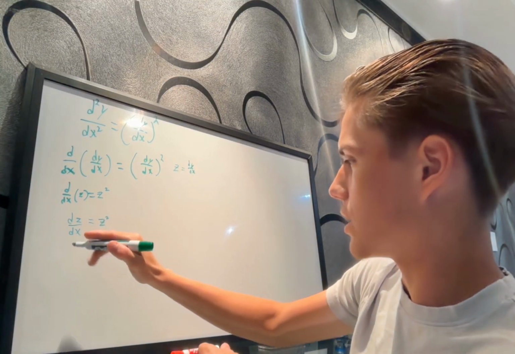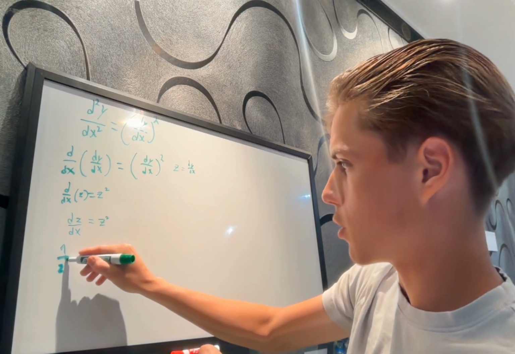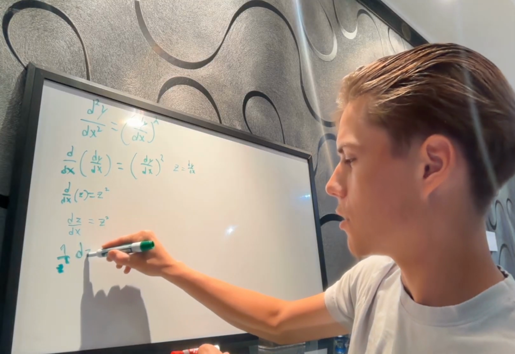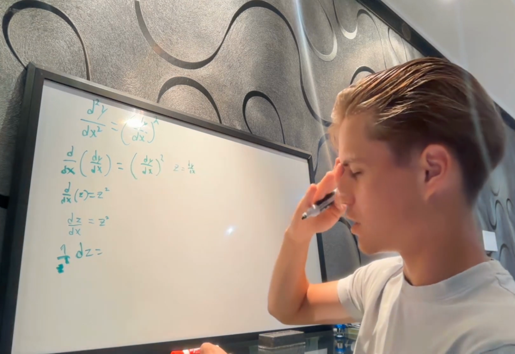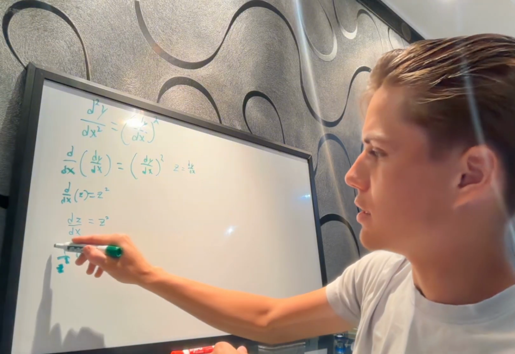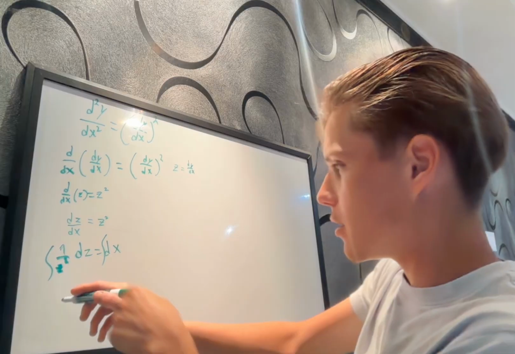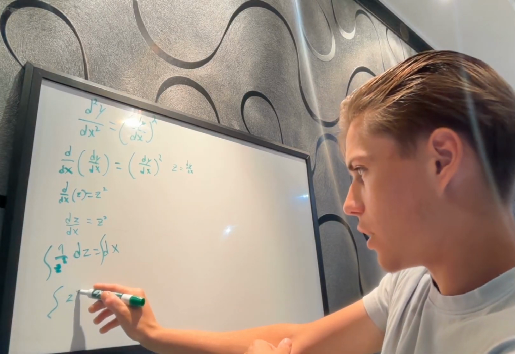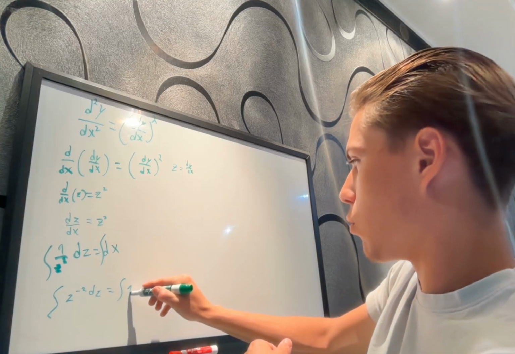So let's divide both sides by z squared. We're going to have 1 over z squared dz, and then I'm going to multiply by dx on the other side. We're treating this notation as a fraction. Okay, perfect. Now let's integrate both sides. Let me rewrite this so we can use the reverse power rule: the integral of z to the power of -2 dz is equal to the integral of 1 dx.